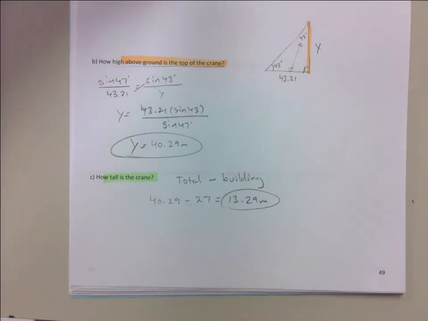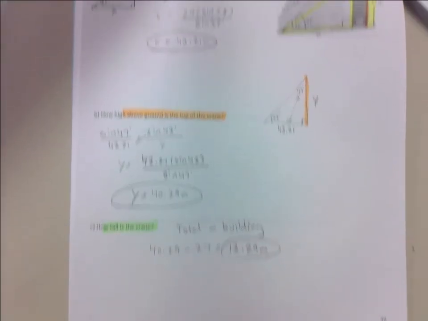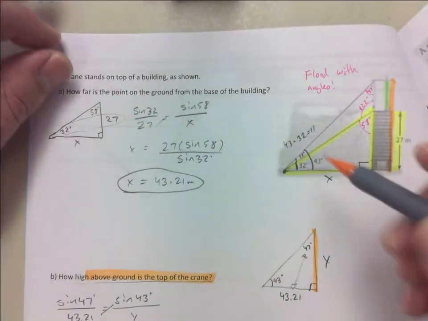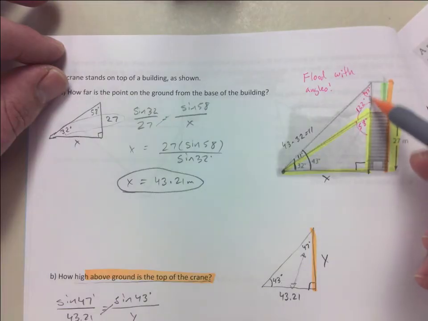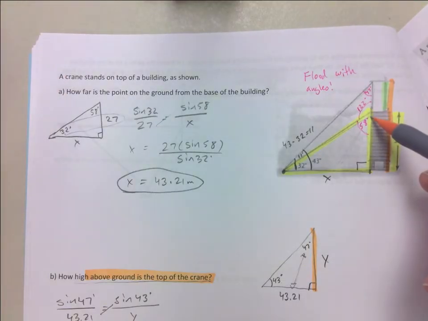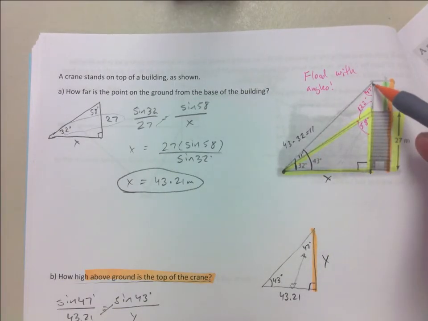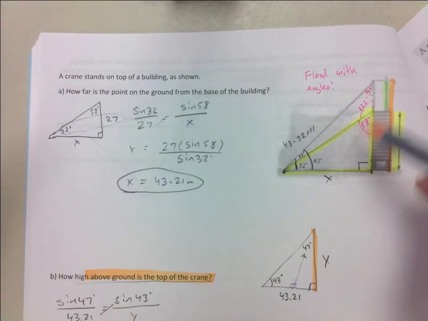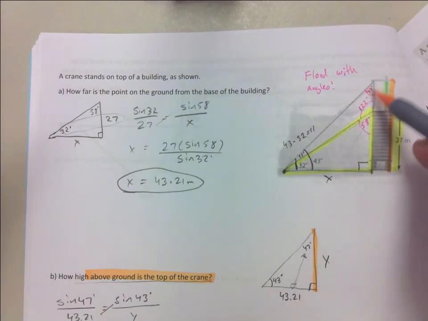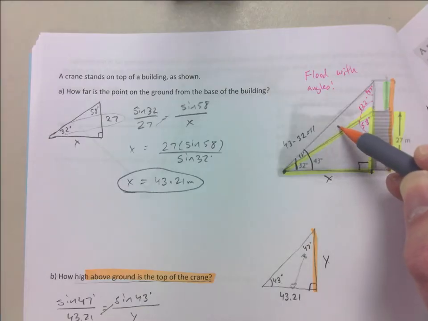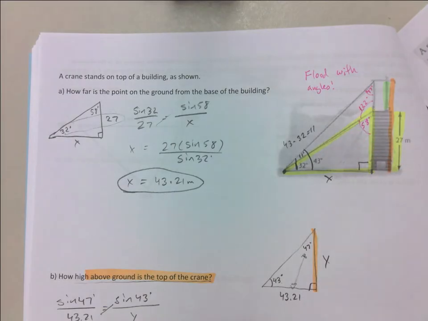If you just look up here, would it be a good idea to use this triangle here to solve for the crane itself? I would argue it is not a good idea, because if you think of this triangle, you don't know a single side. You know this part right here, but you don't know any sides of this triangle, so don't use that one. There may be instances where you can, but if you don't know any of the sides, don't use it. It's a bad idea.